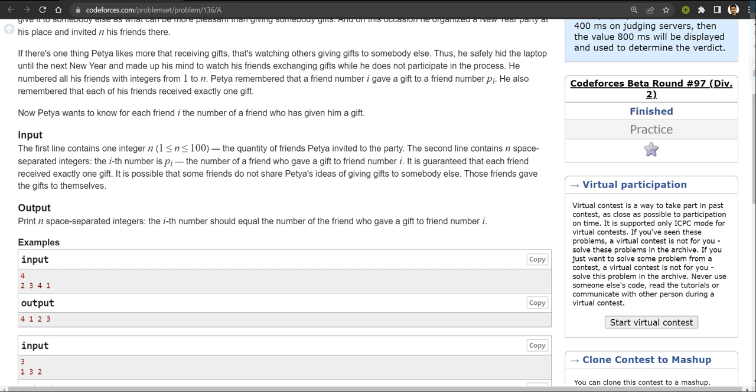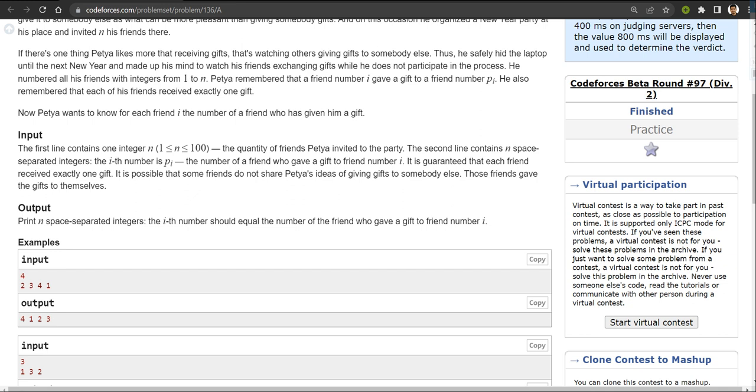Who is gifting third? Second person is gifting third. Who is gifting fourth? Third person is gifting fourth. And who is gifting the first person? Fourth person is gifting the first person. What do you have to output? You have to output, for each person, by which person they were gifted. First person was gifted by fourth person.